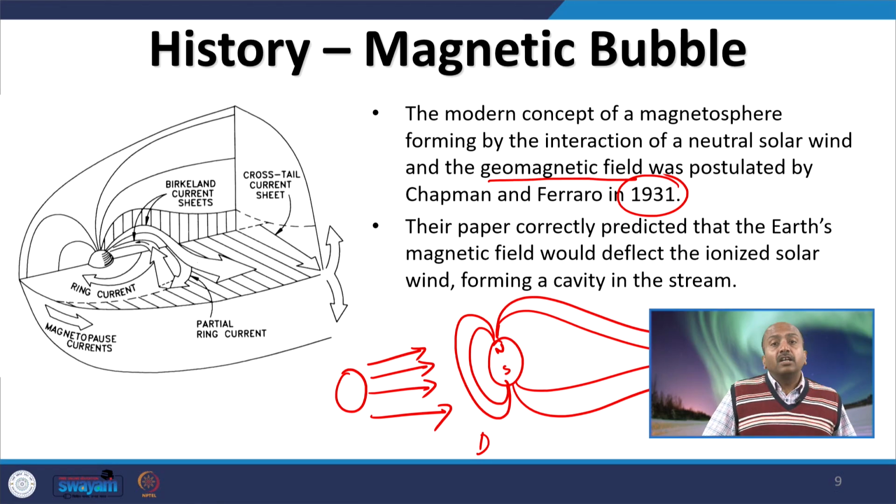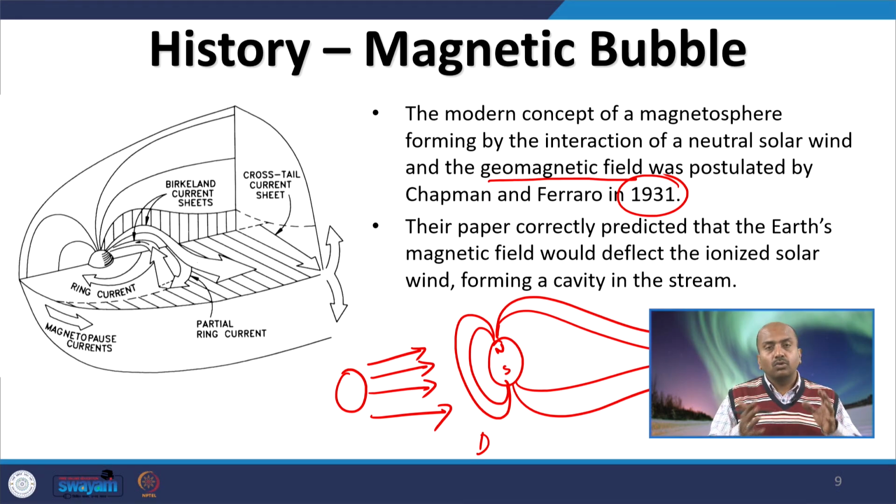And their paper correctly predicted that the Earth's magnetic field would deflect the ionized solar wind, forming a cavity in the stream. So, you imagine a 3-dimensional solar system in which there is a tiny bubble which is called the magnetosphere, and inside that bubble you have the Earth, whose geomagnetic field is actually creating that bubble, right. So, this is just the way in which the magnetosphere comes into existence, right.